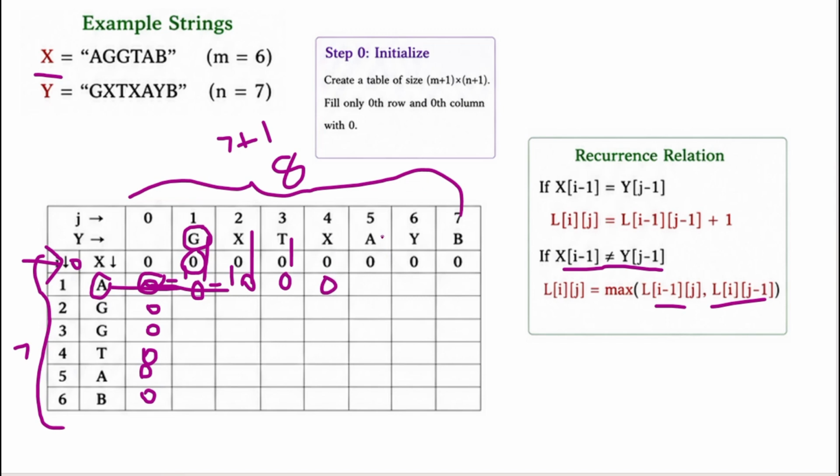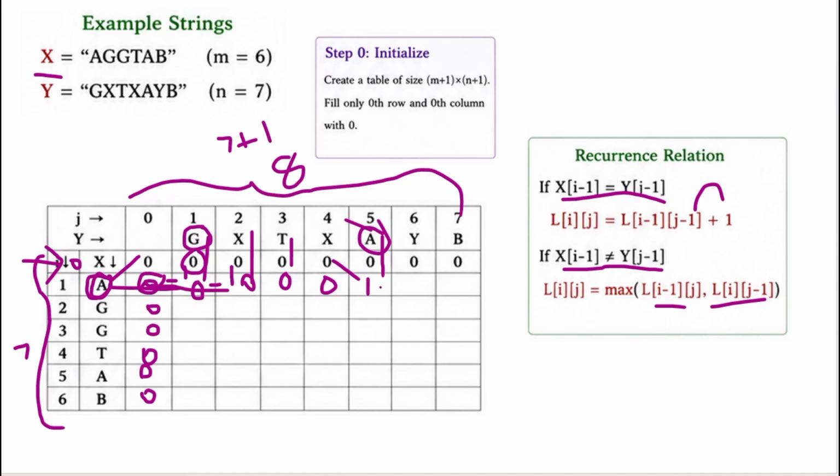But here A, here also A. So both characters are the same here, right? In the fifth column and first row. So the first character of string X and the fifth character of string Y are the same, right? Then if both characters are the same, just add 1 to the diagonal value. What is the diagonal value here? That is 0. So 0 plus 1, that is 1.